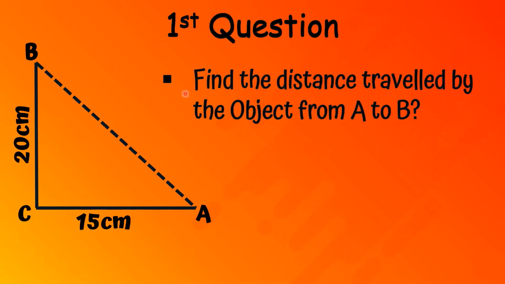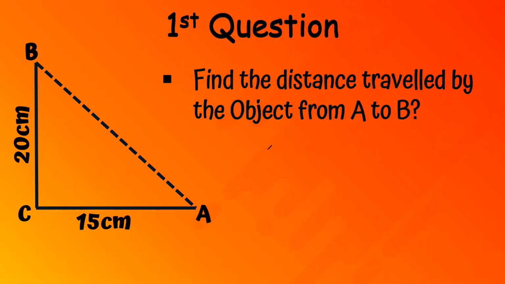Question Roman number 2. Find the distance traveled by the object from A to B. Find the distance, not the displacement, not the shortest distance. So the object goes from A to B. First he traveled from A to C and again to B. So let's calculate the total distance.